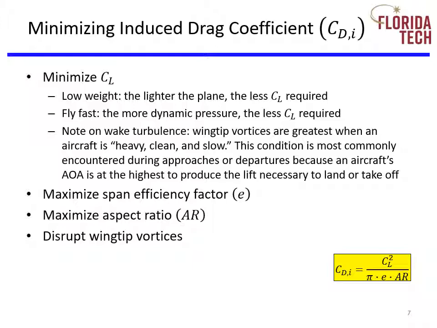First, minimize CL. If the airplane is flying in straight, level, unaccelerated flight, it generates just enough lift to overcome weight. Therefore, weight equals lift equals CL times the dynamic pressure times the wing area S. Therefore, for a given wing size, you can minimize CL by lowering the weight. The lighter the plane, the less CL required. Also, you can fly fast. The faster you fly, the more dynamic pressure and the less CL required.